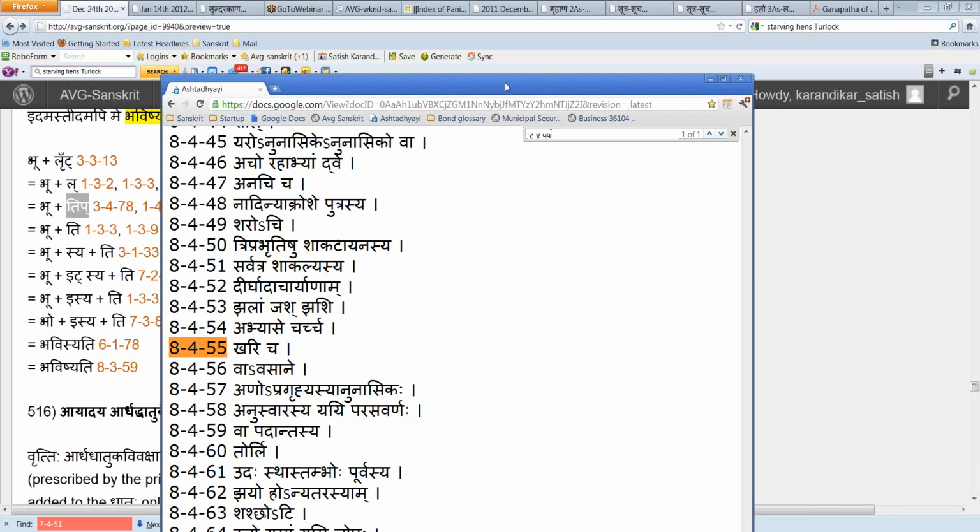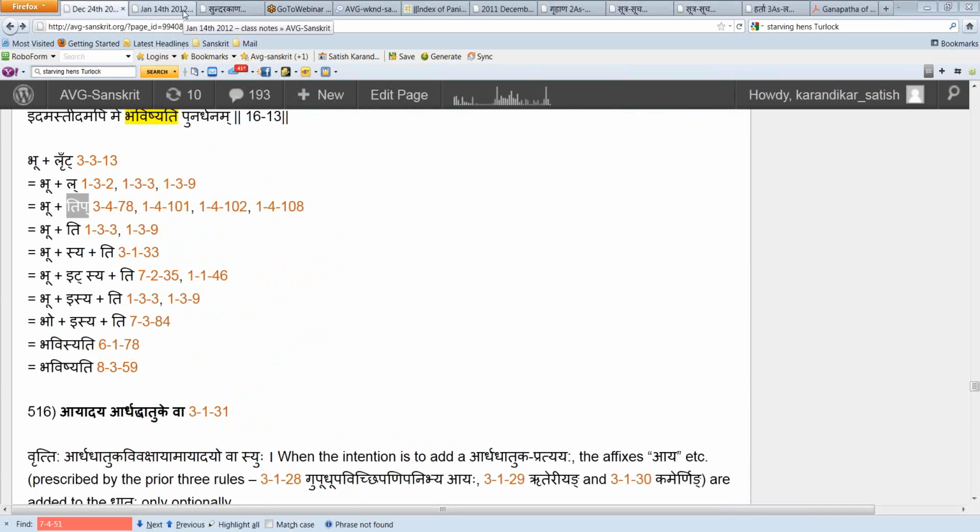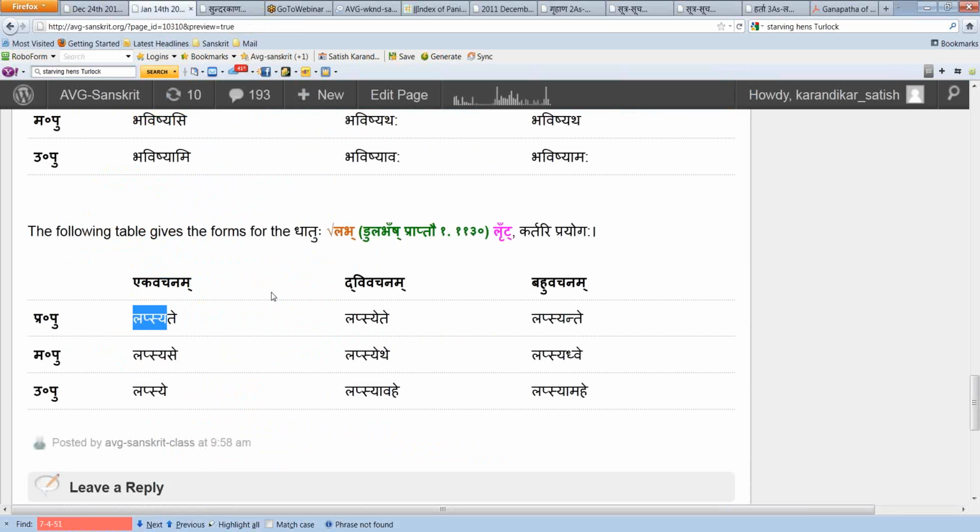Now we have to apply all the sandhi rules, that is basic and fundamental. Khari cha, and it becomes lapsya. Now once you get the angam lapsya, you apply the same steps as in the lat lakara, like we say labhate, labhete, labhante, labhase, labhethe, labhadhve, labhe, labhavahe, labhamahe. Same thing here: lapsyate, lapsyete, lapsyante, lapsyase, lapsyethe, lapsyadhve, lapsye, lapsyavahe, lapsyamahe. So just instead of the angam being labha, make it lapsya, and the rest of the steps are all the same. In all the places, of course, we are applying tita atmanepadanam tere.